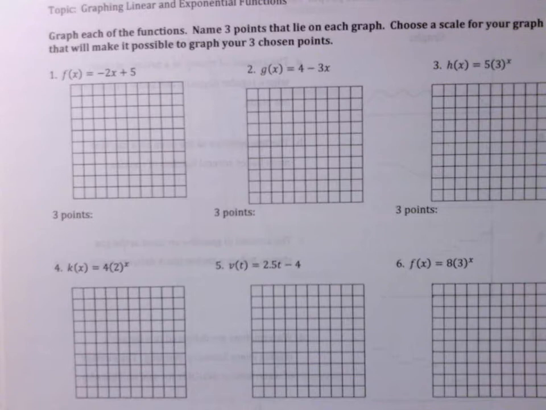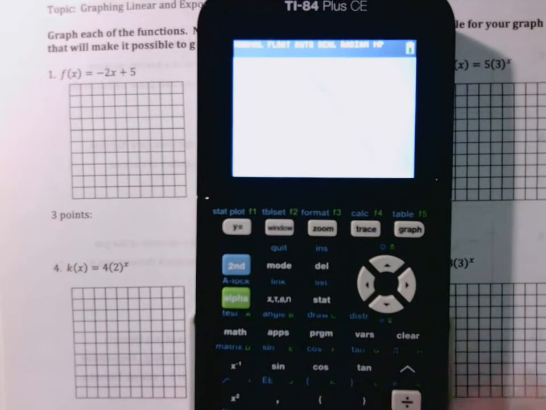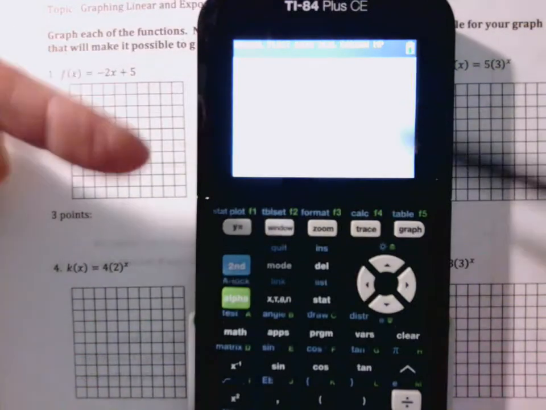The Ready part of the Ready, Set, Go has us graphing some functions, and it asks us to find 3 points that lie on each graph, and then we have to choose a scale for our graph so that we can put all 3 points on the graph. And I'm lazy, so I used my calculator to find points on the graph, and I graphed my function in my calculator, and unfortunately my camera is not picking up the graph on the screen.